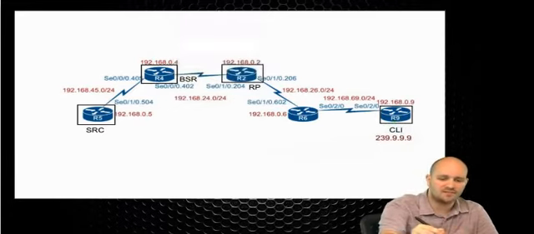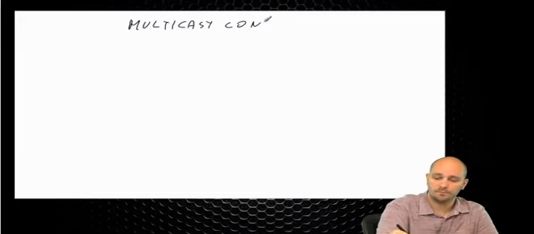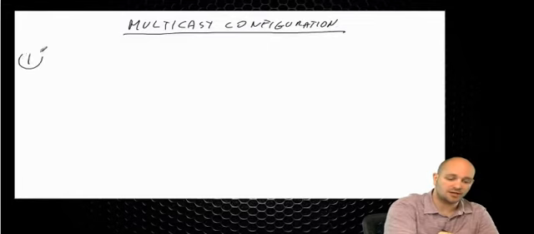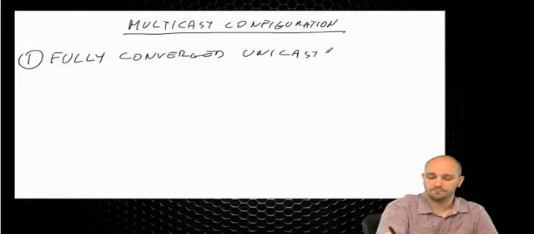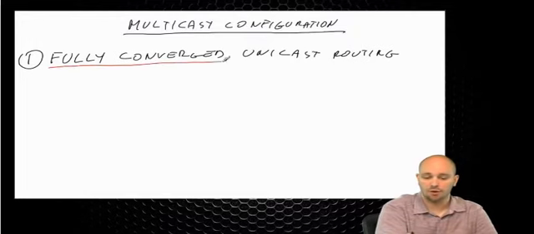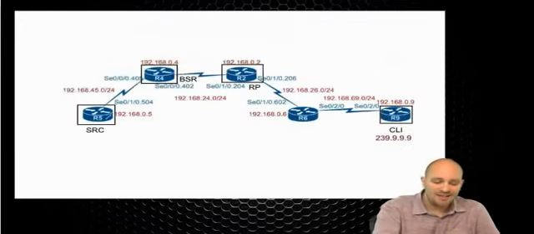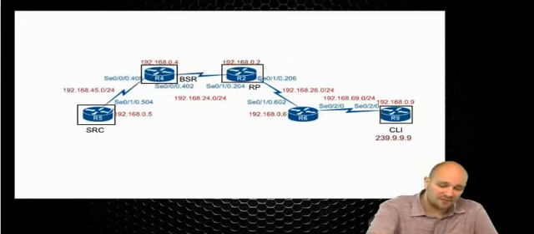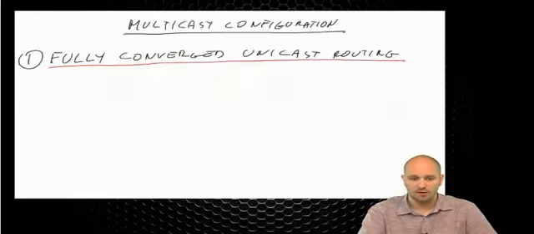Now, what are the prerequisites for multicast configuration? So I'm going to write here multicast configuration. Now, the number one prerequisite is fully converged unicast routing. Now, don't even try to build your multicast network before your unicast routing is fully converged. So in our example here, we need to have a fully converged unicast network. If there is no full reachability in this network, our multicast is almost guaranteed going to fail. So that's number one prerequisite.